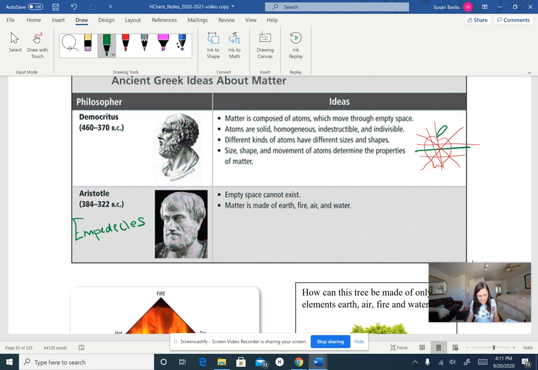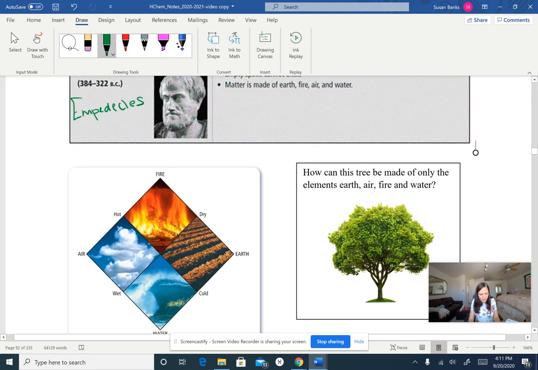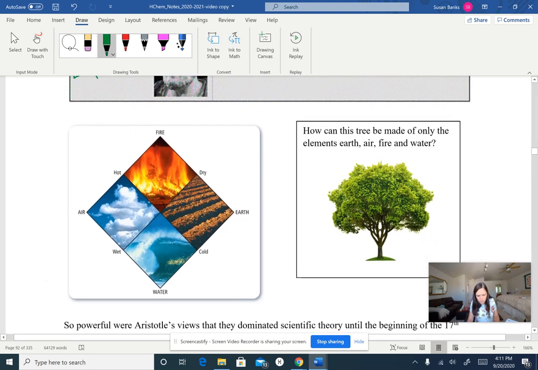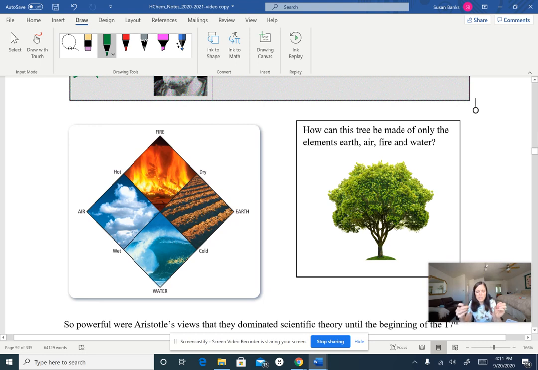Okay, so this is the idea behind Empedocles and Aristotle. We have fire, we have air, we have water, we have earth. So let's think about what they were able to observe back then in ancient Greece. We have a tree, right? And if we see a tree growing, we know that the tree has to have some earth to grow in. We also know that that tree has to have water in order to grow. Back then, I'm not sure that they knew that trees needed air.